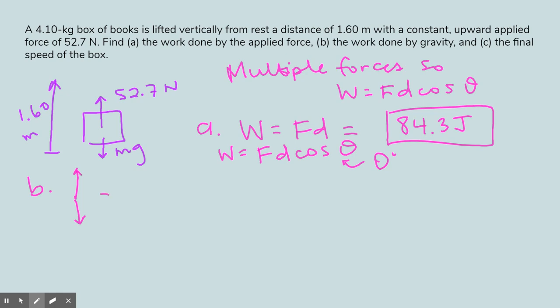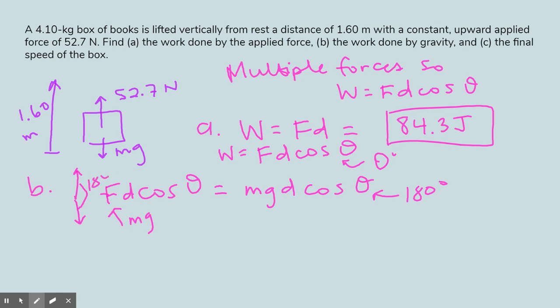So we are going to say force times distance times cosine theta. Cosine theta, this is in the y direction. And that's equal to, remember, this force is just equal to our weight. So mg times the distance times the cosine of theta. In our case here, theta is 180 degrees because our angle here would be 180.